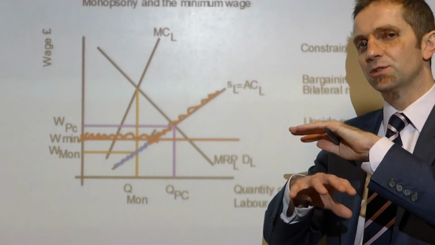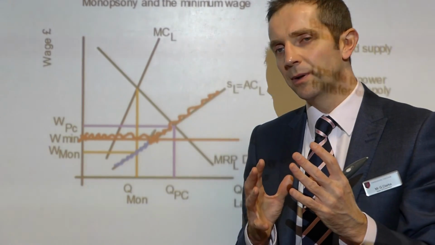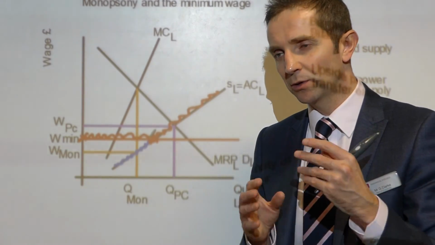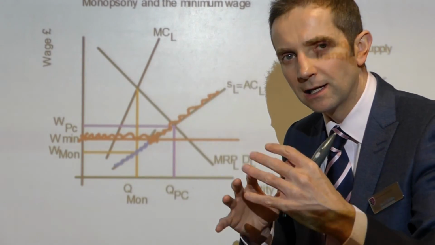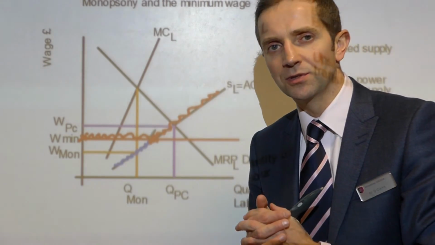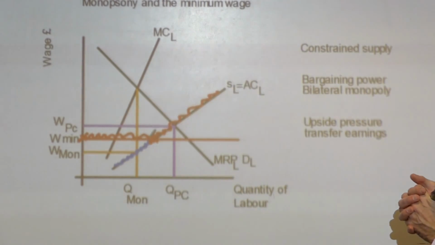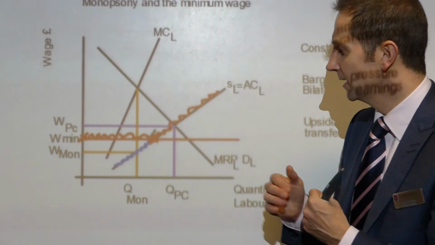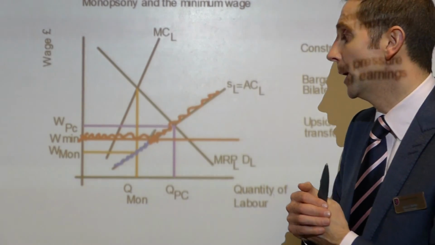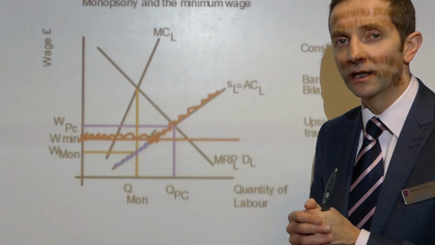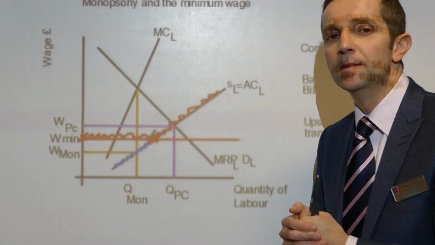So don't forget that whole relationship, which is referred to in your green OCR textbook as the bilateral monopsony position. And I think, ladies and gentlemen, that's all really. That's certainly all that you need to know anyway, with regard to the monopsonist and the minimum wage diagram.